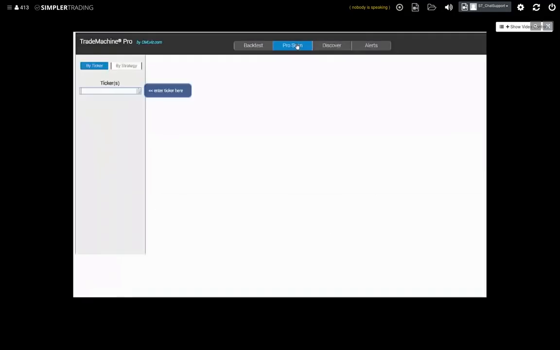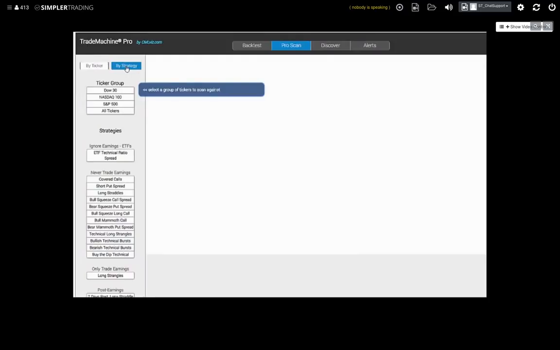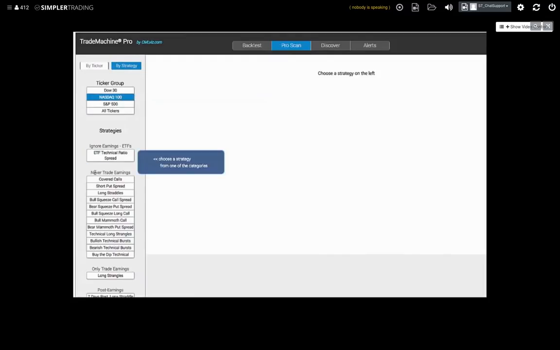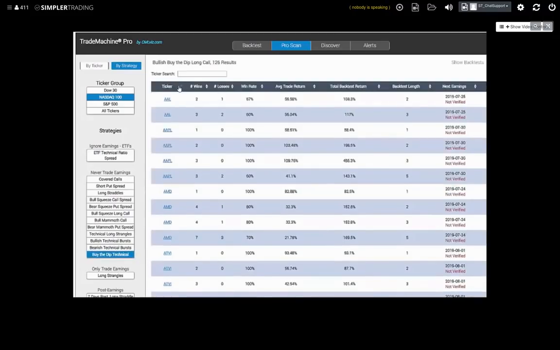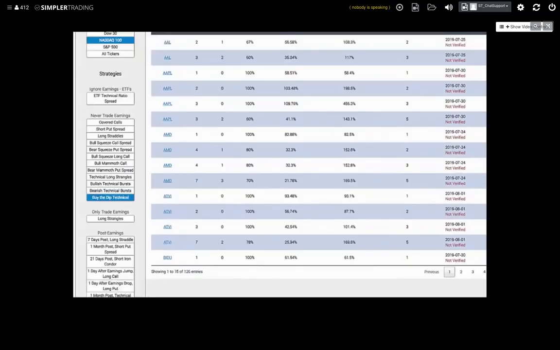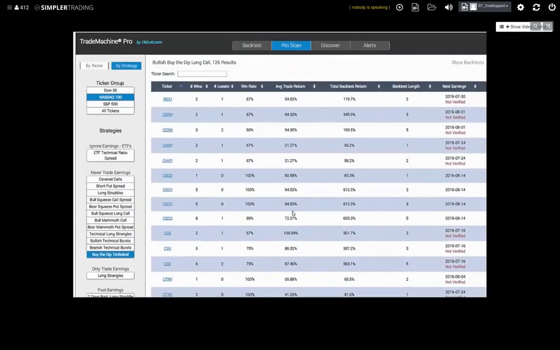We can go to the Pro Scanner, go by strategy. For these purposes, we'll just use the NASDAQ 100, though of course you can use this scan on any group of stocks you like. We'll go down under Never Trade Earnings to Buy the Dip, Technical. And now we're going to get all of the best performers from this trade. We can sort it by ticker, and we're going to see some of our favorite names. Apple and AMD, Activision, even Baidu. And we can go through this list and find all of the best performing stocks.